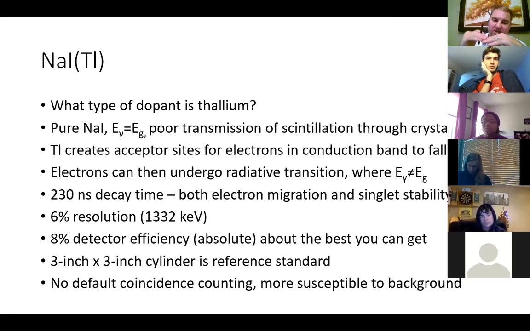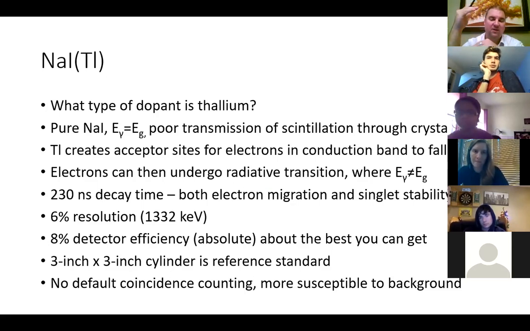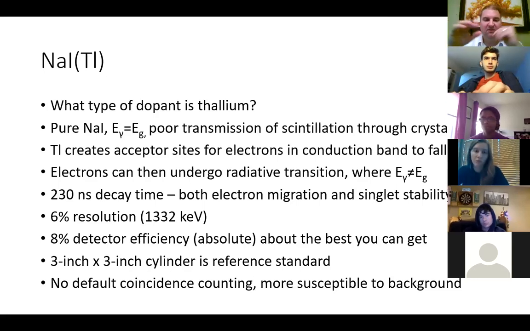They fall from the conduction band back to the valence band. That energy gap, every time a photon is emitted, it could be reabsorbed by another neighboring electron. And just like with the liquid scintillation, that could affect quenching because you have mechanisms where that energy can be released that do not result in the emission of a photon. So if it was pure sodium iodide, you'd have poor transmission of scintillation through the crystal.